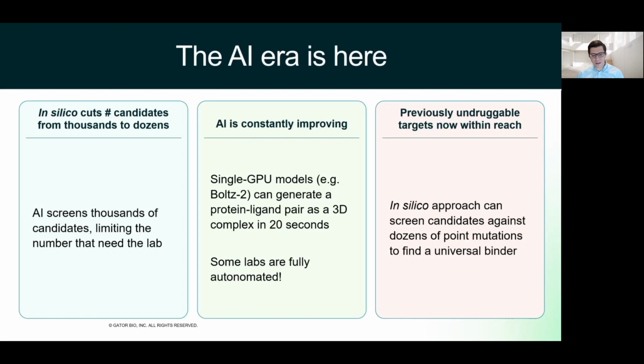And as you know, AI is constantly improving. That means that with a single core GPU, you can generate a protein ligand pair as a 3D complex in 20 seconds. This is going to democratize the ability to generate these possible candidates. And as we continue to improve these processing capabilities, better and better models will become available, and candidates with various point mutations that used to be undruggable can now be targeted.